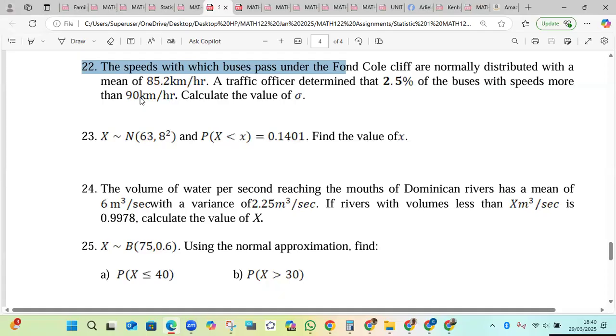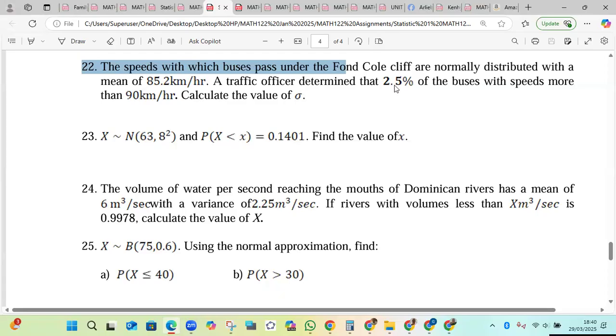So this is a right tail, and we have to find the value of sigma. So basically, we must use the standardization formula. That's where sigma is. Z is equal to x minus mu over sigma. Mu is 85, x is 90. 90 minus 85 will give us a positive number.